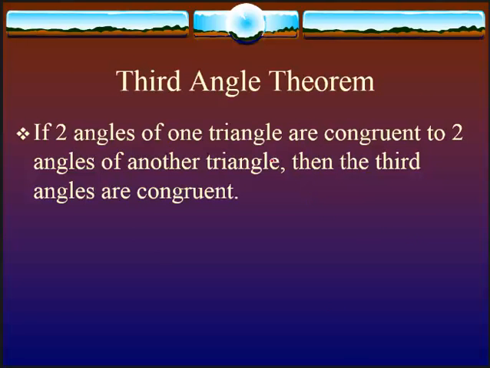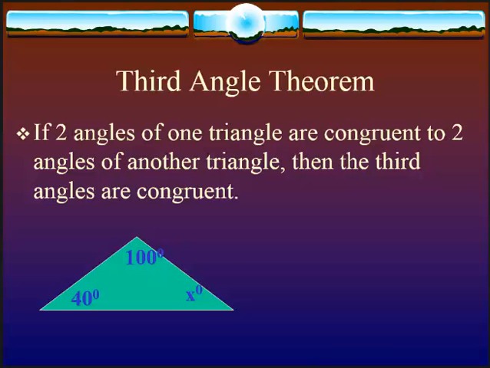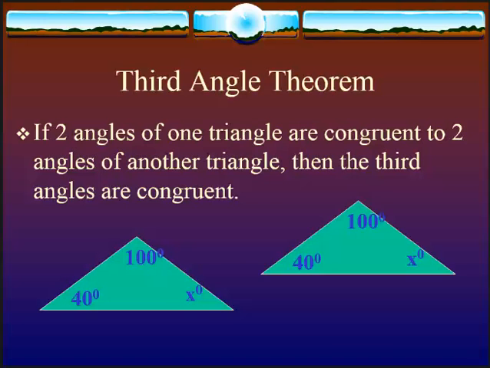A new theorem called the third angle theorem says if two angles of one triangle are congruent to two angles of another triangle, then the third angles are congruent. Well, that should make sense to you. Here's an example. I have two triangles here. They each have a 40-degree angle, and they each have a 100-degree angle. So I have two angles that are congruent to the two other angles in the other triangle. According to this theorem, the third angle in both of them has to be the same.